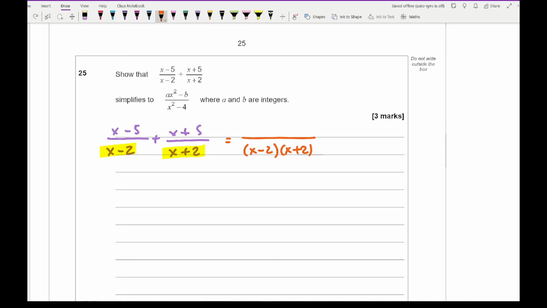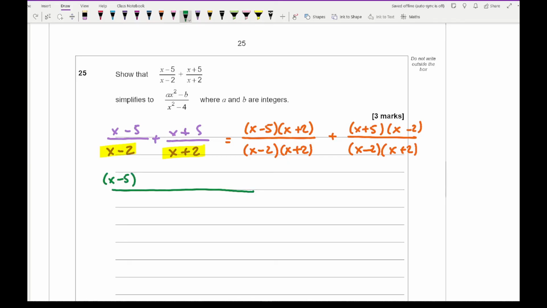So the top for the first fraction is going to be x minus 5, x plus 2. And then for the second fraction, I'm multiplying by the second denominator, so that's going to be x plus 5, x minus 2. And then it's just a case of joining the denominators together and combining the numerators together. So that's going to be x minus 5, x plus 2, plus x plus 5, x minus 2, all over x minus 2, x plus 2.